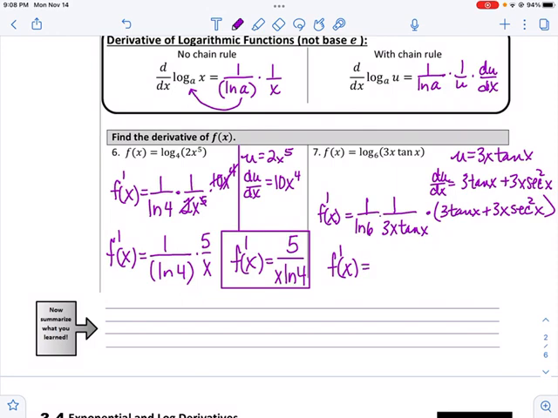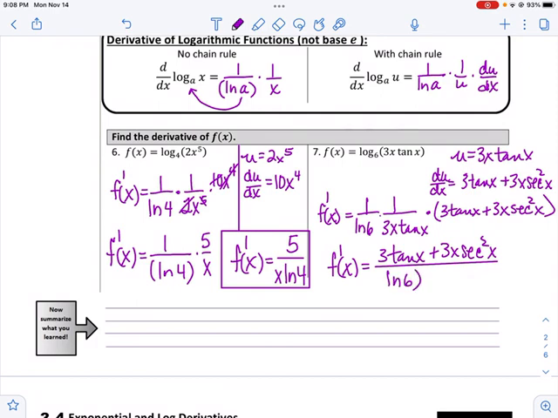So f prime of x is equal to, we would just write this as 3 tan x plus 3x secant squared x. We could, if we wanted to, write this all in terms of tangent, because secant squared is tangent squared plus 1. And then we have ln of 6 in parentheses, and that would be times 3x tan x. There, and there you have it. There you go.